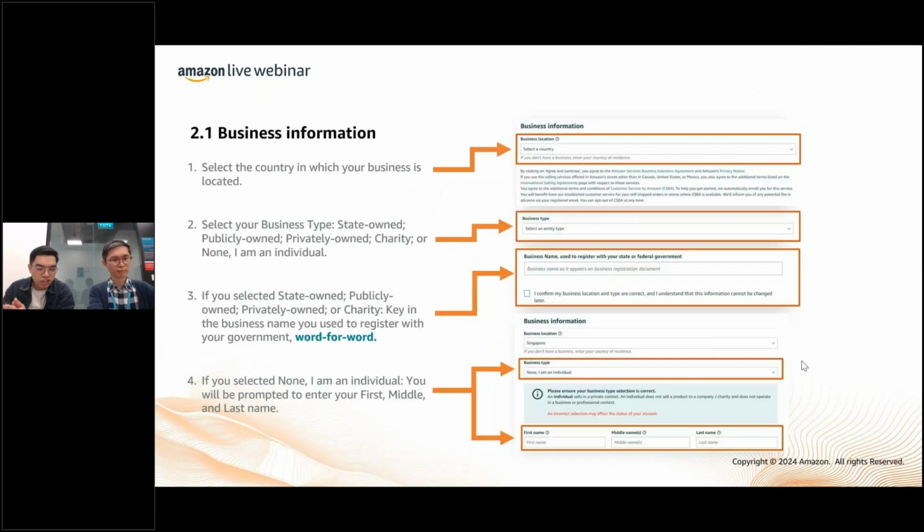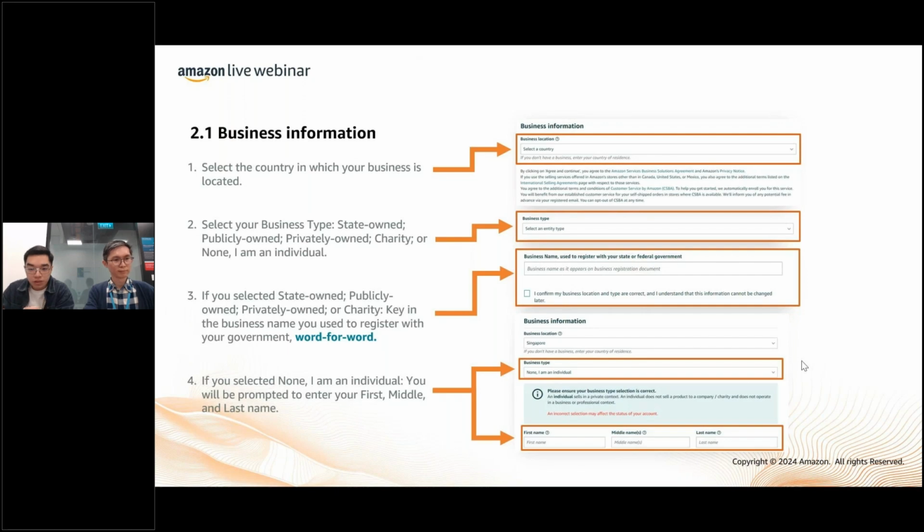When you click on register your Amazon selling account, the first page that you'll be brought to is the business information page. On this page, you select the country in which your business is located. Even so, for most of you, many of you will want to be selling into the North American market. If you are based in Southeast Asian countries like us here in Singapore, Philippines, Malaysia, the business information that you input here should be that of your local Southeast Asian country business information.